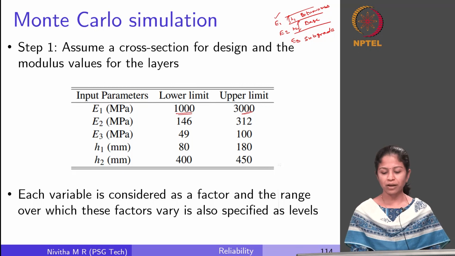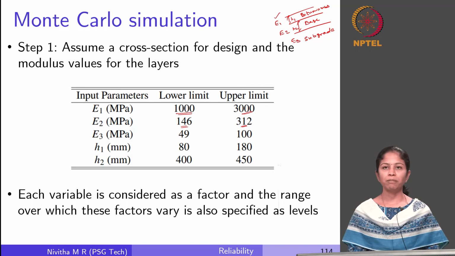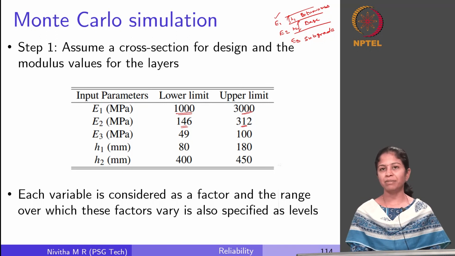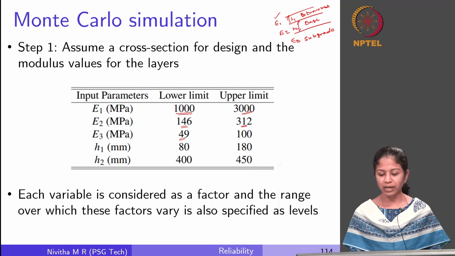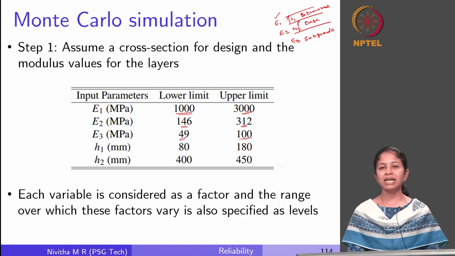Similarly, if I look at layer 2, I have given a value of 146 to 312. These values are again taken from IRC 37. If you look at the codal provision, depending upon the grade of bitumen, we will have values between 1000 and 3000 for the resilient modulus. So, that is why the same range is given here. Similarly, for E2, all these are computed from IRC 37 for some assumed values of CBR and for some assumed grade of bitumen. Similarly, for E3, it ranges from 49 to 100, right.